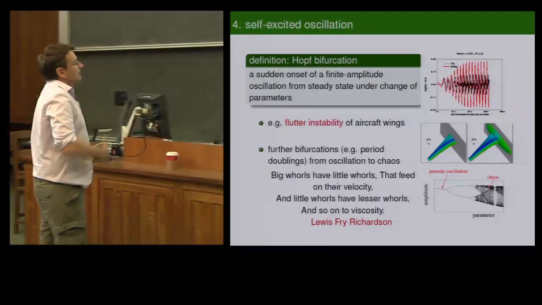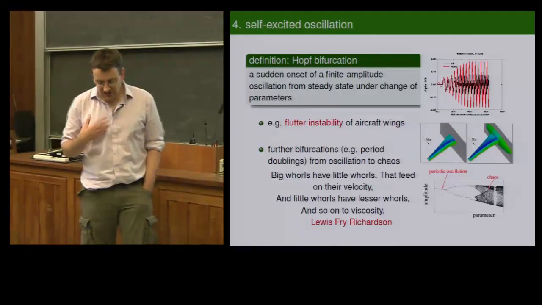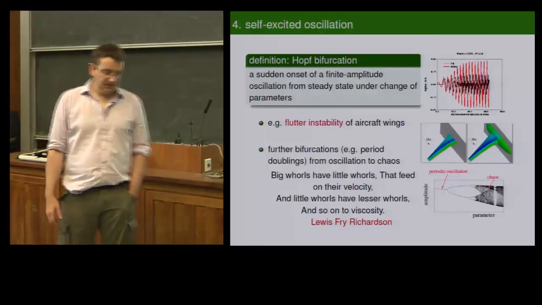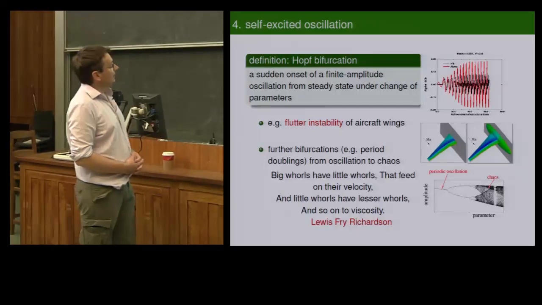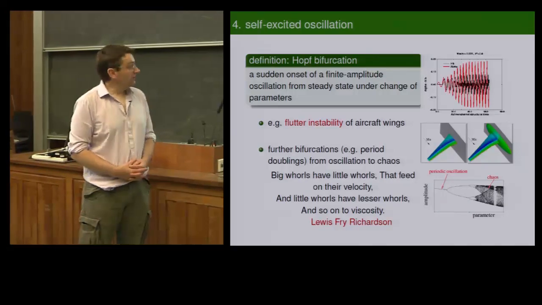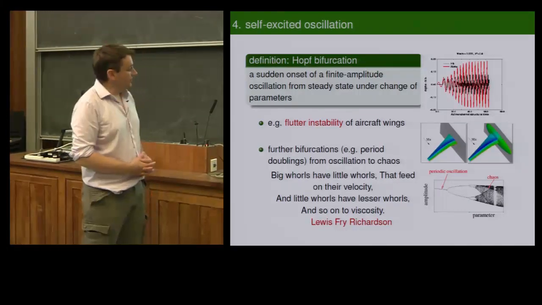So dynamical systems that have a steady input but an oscillatory output, the transition to that oscillatory output is known as a Hopf bifurcation, which is the sudden onset of a finite amplitude oscillation from steady state under change of its parameters. And then you can have further bifurcations.